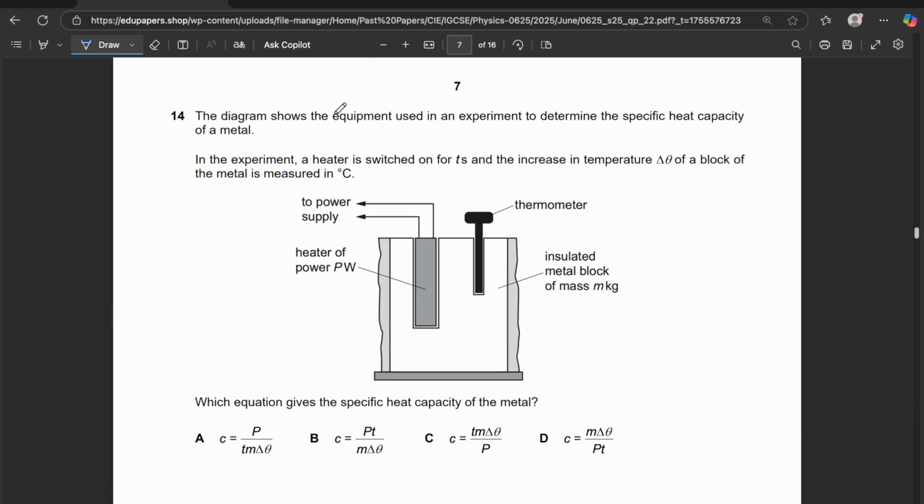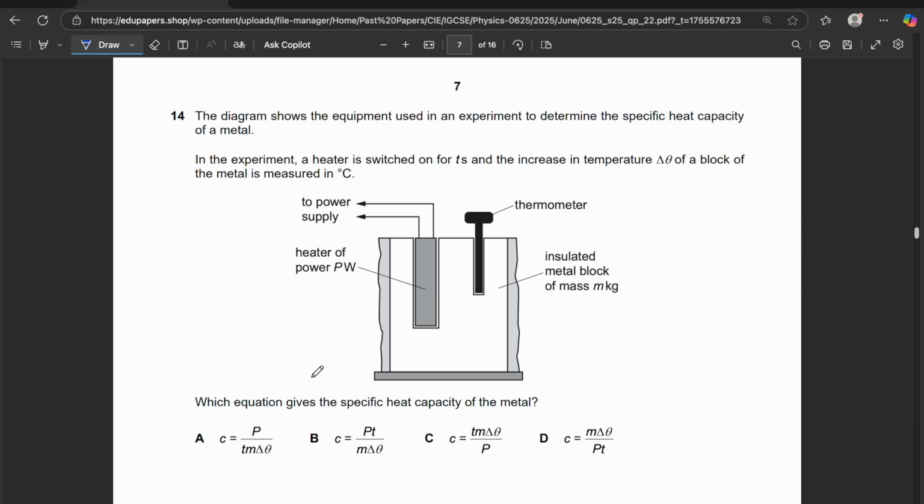14. The diagram shows equipment used in an experiment to determine the specific heat capacity of a metal. In the experiment, a heater is switched on for T seconds, and the increase in temperature, delta theta, of a block of the metal is measured in degrees Celsius. Which equation gives the specific heat capacity of the metal?